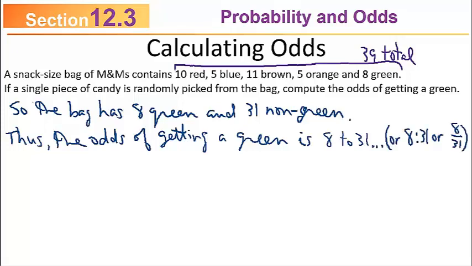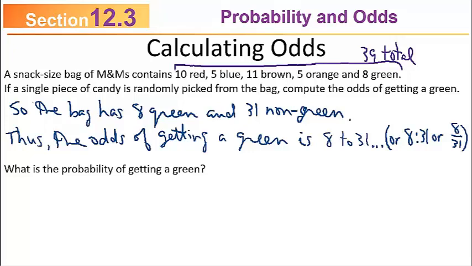And again, with odds, sometimes you use the word "to," 8 to 31. Quite often you use a colon, 8:31. You could actually write it as a fraction, just like you do a probability, 8/31. Those are all ways that odds can be written.